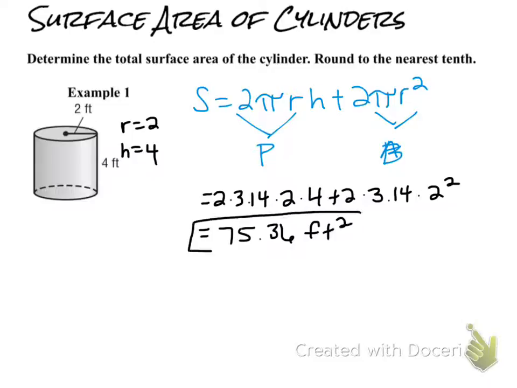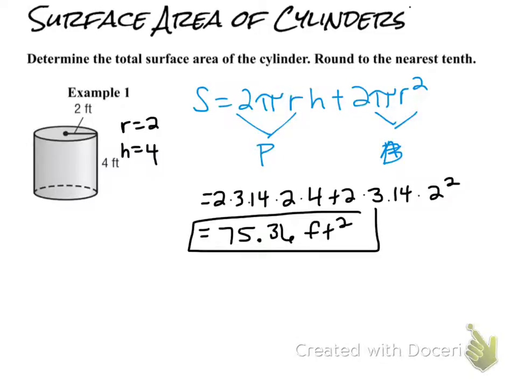What that's going to tell me is how much, whatever we're covering this cylinder with, top and bottom, we're going to have to use 75.36 square feet of it to cover this whole thing. So maybe we're talking about a water trough or something like that, because this is in feet. So it's going to be a fairly large cylinder. That's how much, let's say, metal we're going to have to use to cover this whole thing.